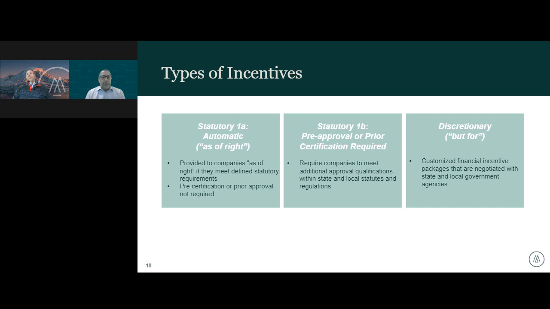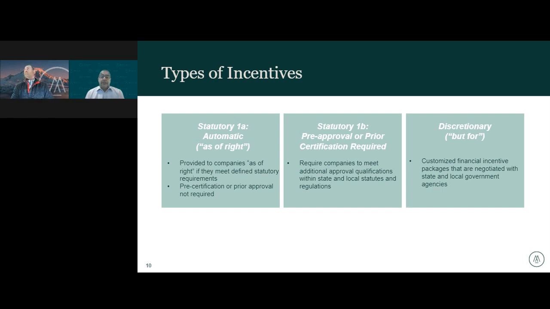The difference between 1A and 1B is some of the states will have a pre-approval or pre-certification required, so that you have to be ahead of it a little bit. It requires a little bit of planning on the business's part to make sure that they're letting the state know they're going to be executing this expansion plan or hiring or investment, and that lets them know that this request for a credit is forthcoming, so they can look at their budget. So that's statutory.